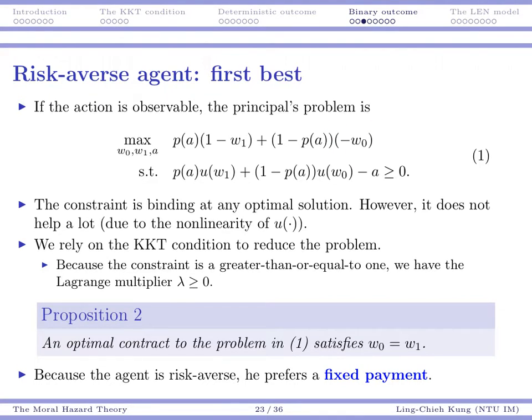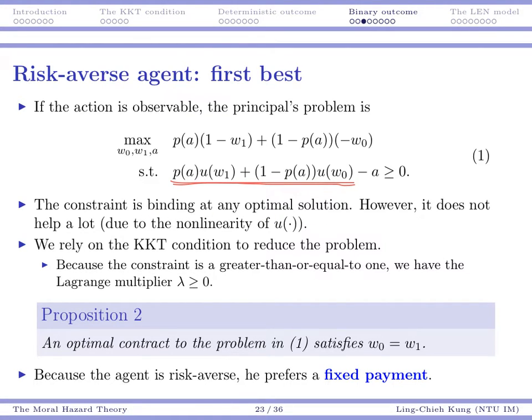The agent can earn this amount of money when the outcome is good or when the outcome is bad, but that money goes into the utility function so that the agent gets the expected utility according to the earning, and then the agent needs to pay the cost. Okay, so that's the format. The principal needs to make sure that the agent can stay in the system by earning a non-negative utility. So the constraint again must be binding at an optimal solution.